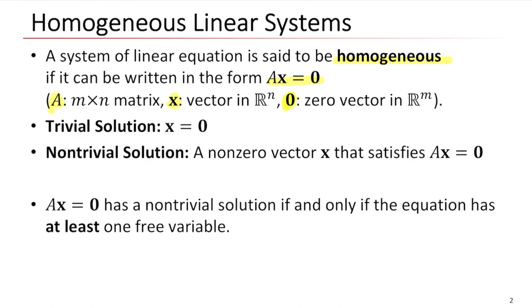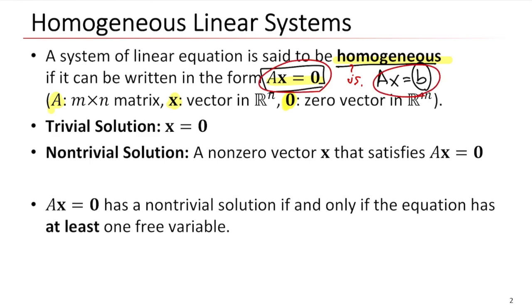Until last lecture, we talked about Ax equals b with an arbitrary vector b. But from now on, we are talking about the homogeneous system like this. So let's think about the correlation between Ax equals b and Ax equals 0.